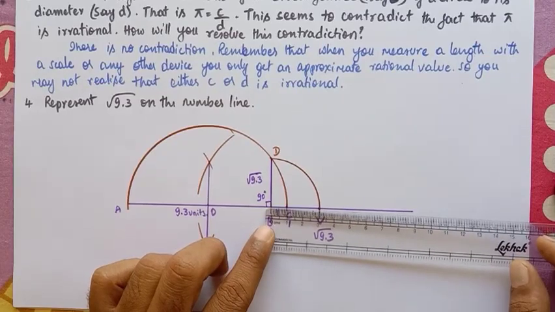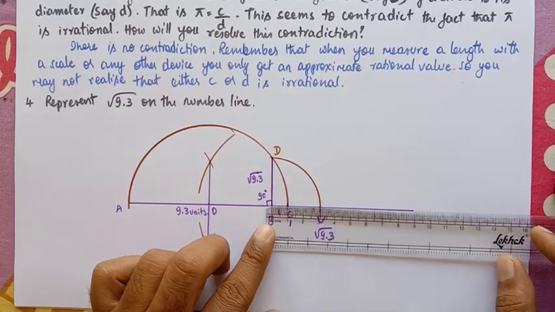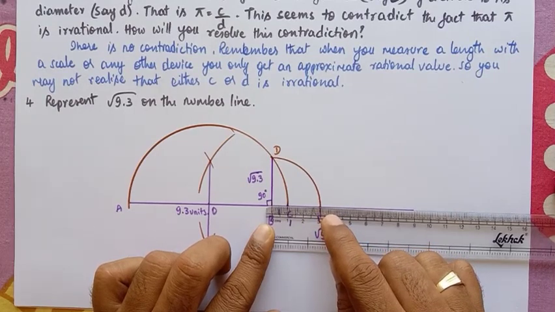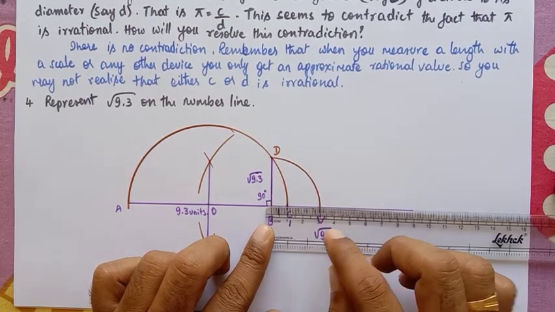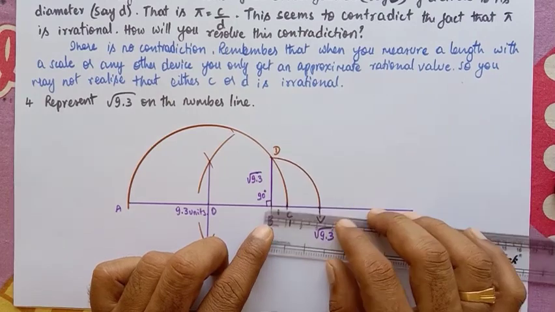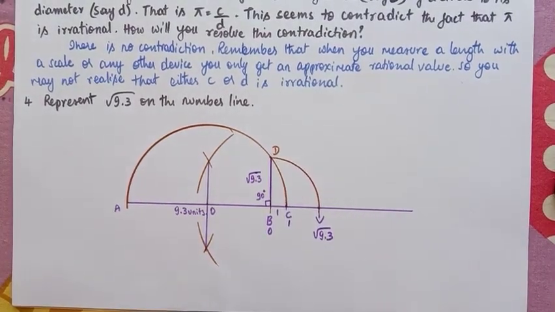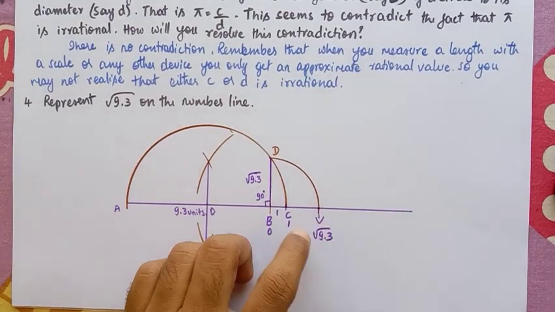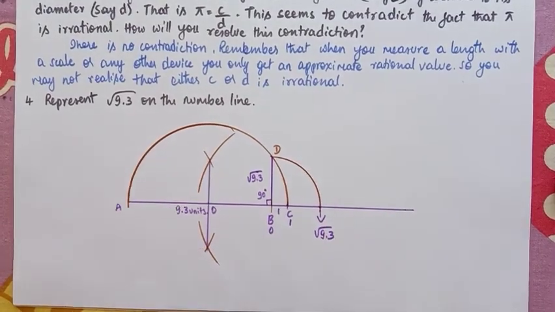The square root of 9.3 is nearly equal to 3. We are getting here 3.04, likewise it will be there. So it is nearly equal. Yes, we have done the exact. We have marked here the exact square root of 9.3.